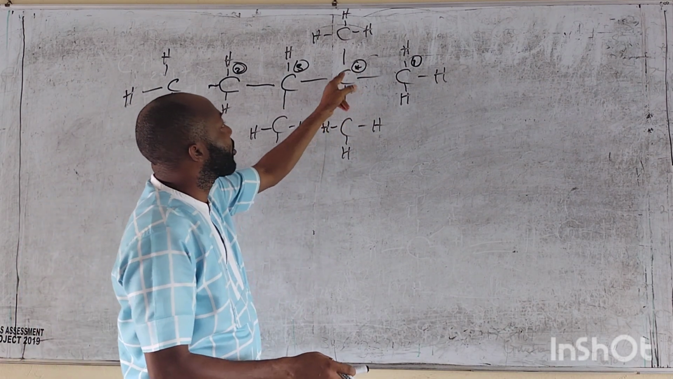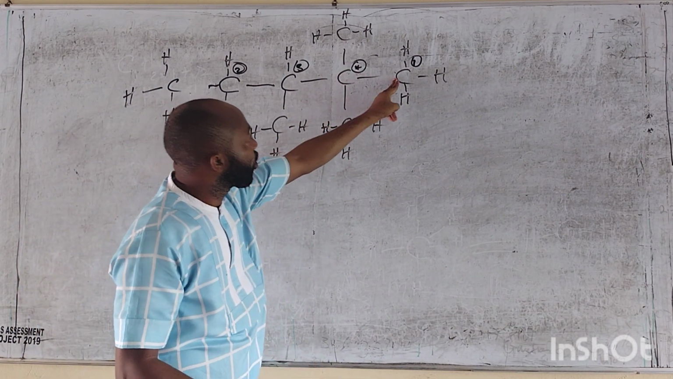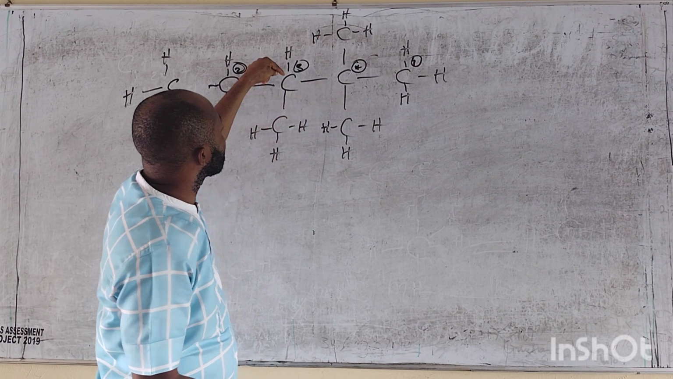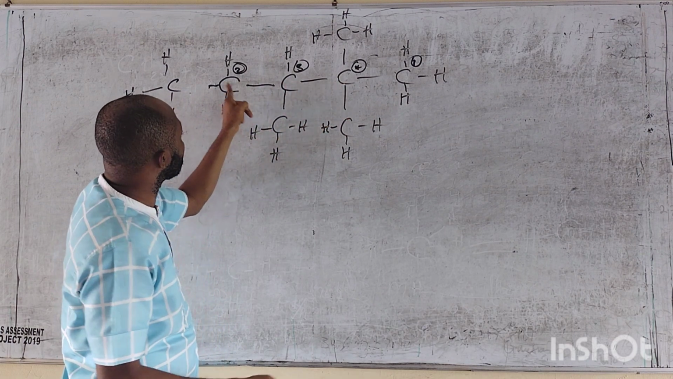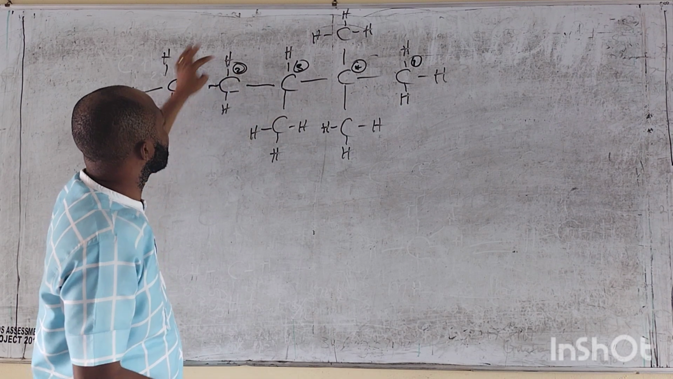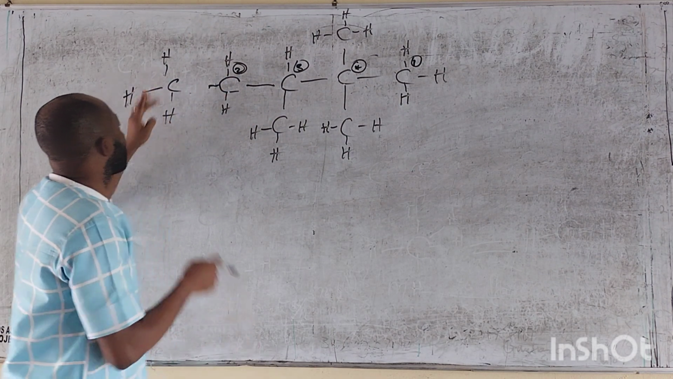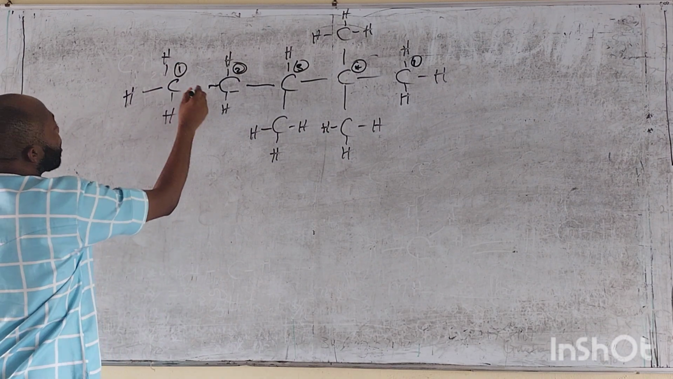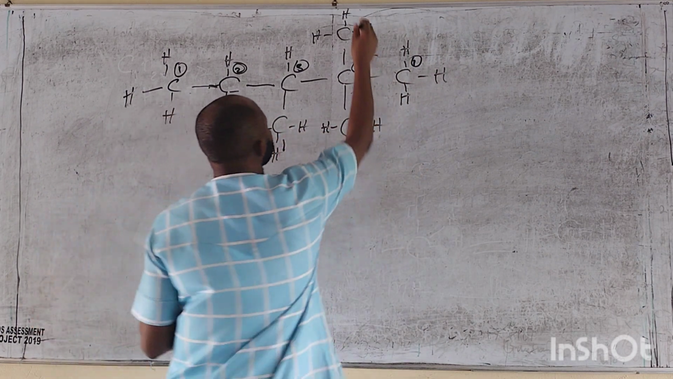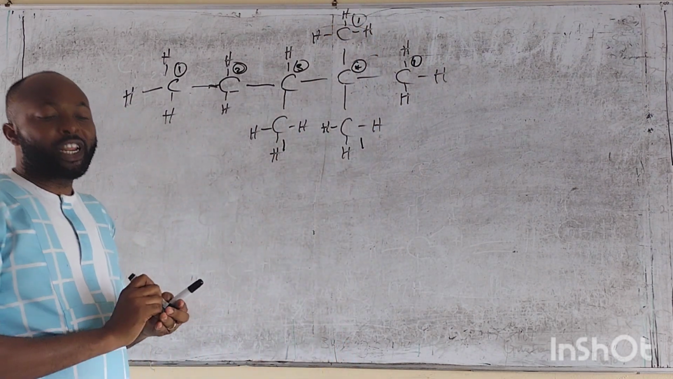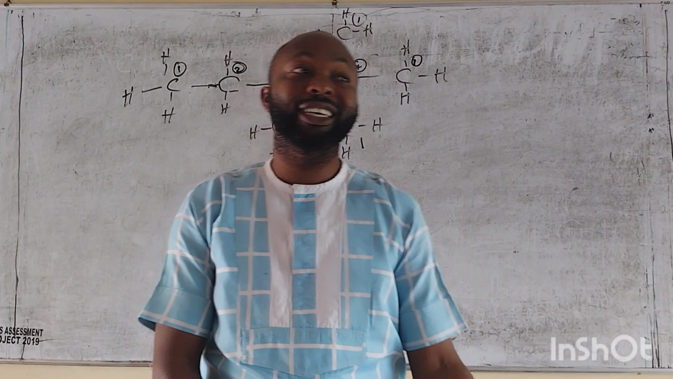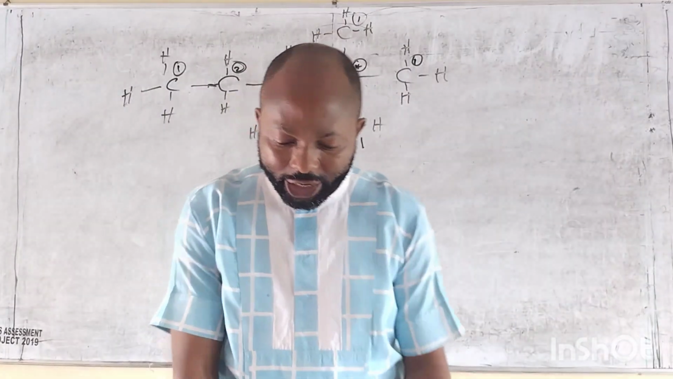For example, this carbon is quaternary. It's attached to 1, 2, 3, 4 carbons, and there's no hydrogen. It's not linked to any hydrogen. Tertiary is linked to 1, 2, and 3 carbons and 1 hydrogen. Secondary is linked to 2 carbons and 2 hydrogen. Primary carbon is linked to 1 carbon and 3 hydrogen. Primary, primary, primary. So, by virtue of that, we understand what we are dealing with: primary, secondary, tertiary, and quaternary as the classes of carbon. Let's take a question.